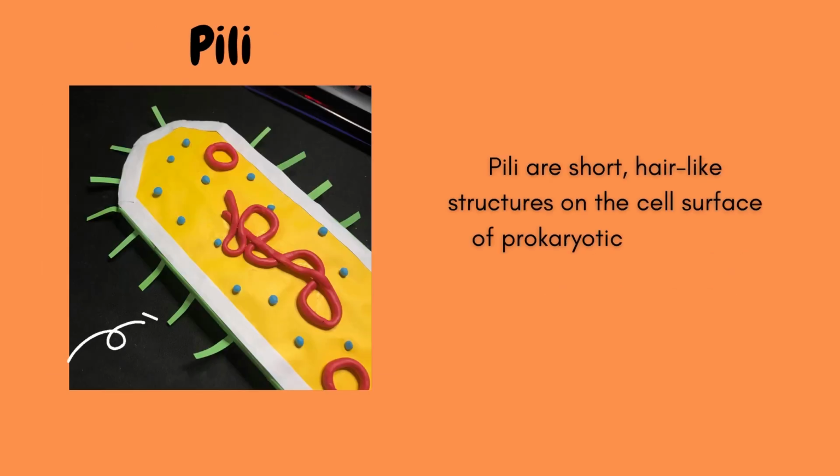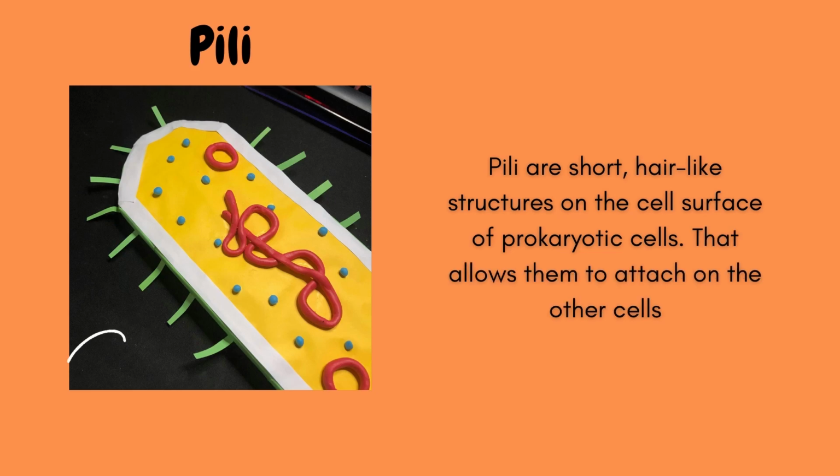Pili. Pili are short hair-like structures on the cell surface of prokaryotic cells that allow them to attach to other cells.